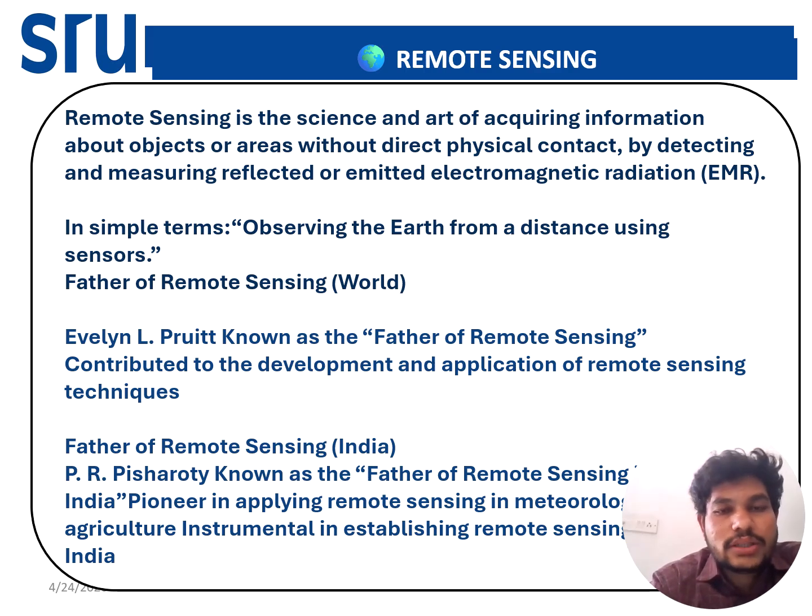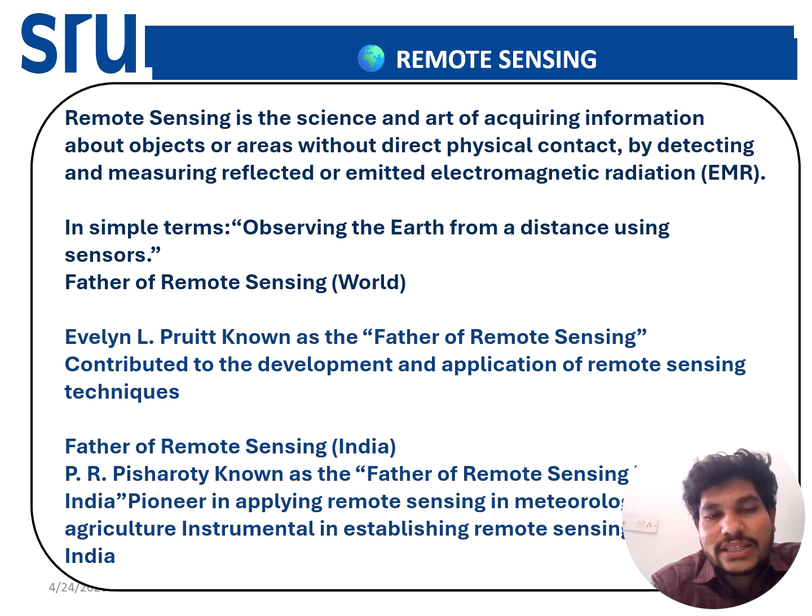But if you see a good definition, it is the science and art of acquiring information about an object or some area without direct physical contact, by detecting or measuring the emitted electromagnetic radiation. So whatever sun radiation there is, falls on the objects, and that emitted radiation we have to use to acquire the information about the particular object.